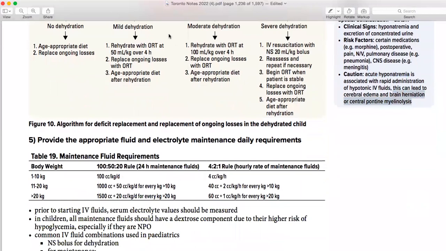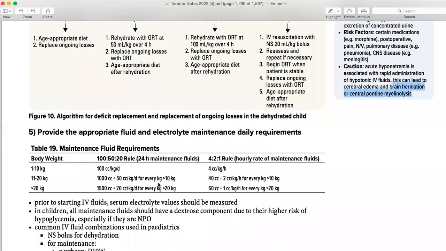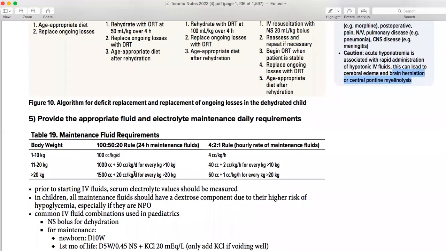Then what you are going to do is provide the fluid and then electrolyte maintenance by the daily requirement. Either you can remember this one or this one. Both are applied, okay? But the only difference between them is that this is 24-hour and this is hourly rate. Don't forget this. I saw a couple of people who just remember this formula and don't know if it's for 24-hour or hourly. So you need to know this formula is applied for 24 hours, like a whole day, and this one is for hourly. That's why it is compatible.